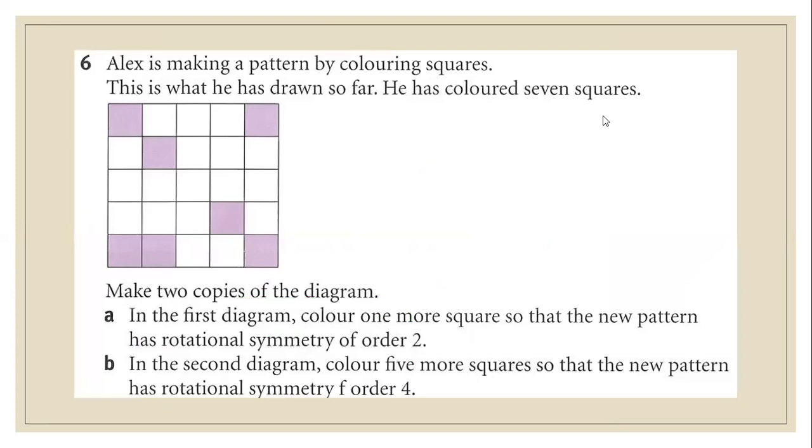Now here, Alex is making a pattern by coloring squares. So far he has colored 7 squares, 2, 4, 6, and wherever he puts a color here, it will be the same. Make 2 copies of the diagram. In the first diagram, color one more square so that the new pattern has rotational symmetry of order 2. So where he puts a color, it must be true.